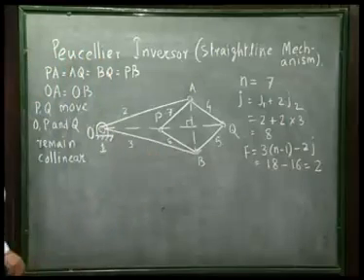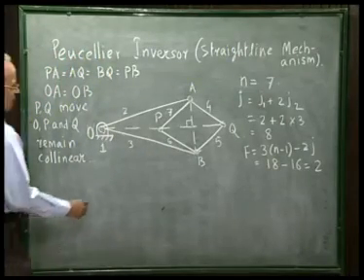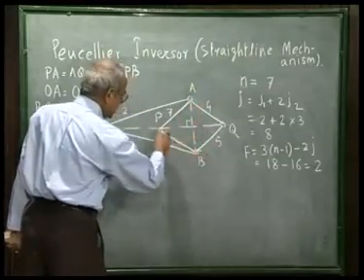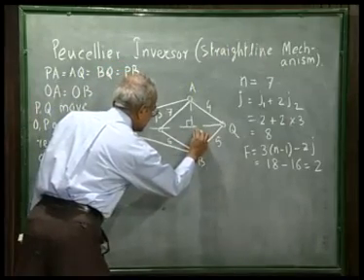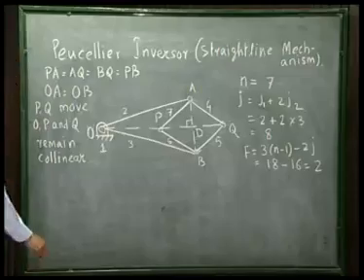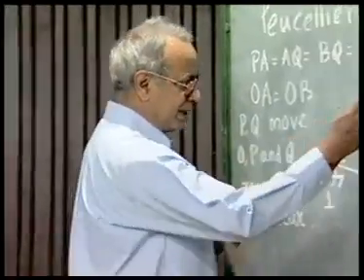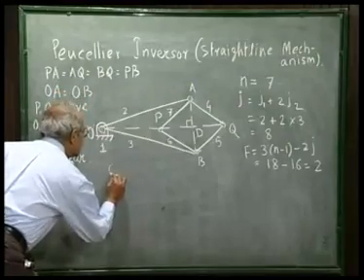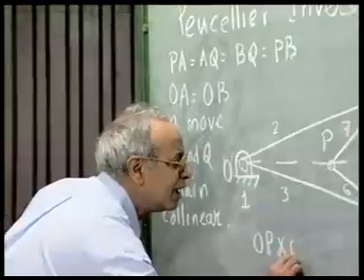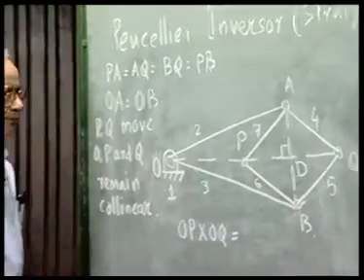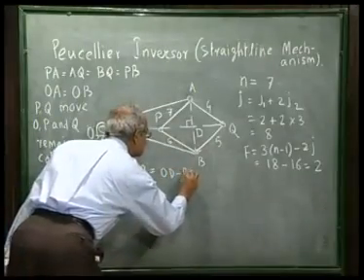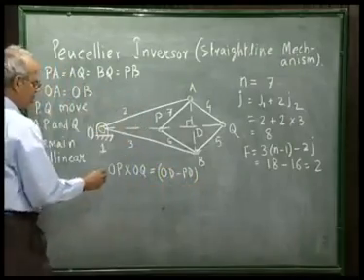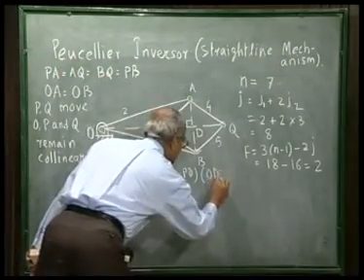Now we should be able to prove that OP into OQ also remains constant. To prove that, let me call the midpoint, the intersection of PQ and AB, point D. These two diagonals bisect each other perpendicularly. So let me now try to calculate, however this figure moves, what happens to this product of these two distances, OP into OQ. OP I can write as OD minus PD, and OQ I can write as OD plus DQ.